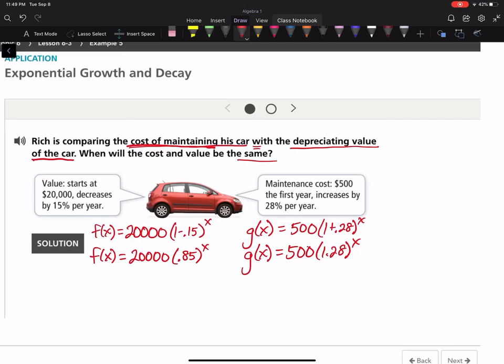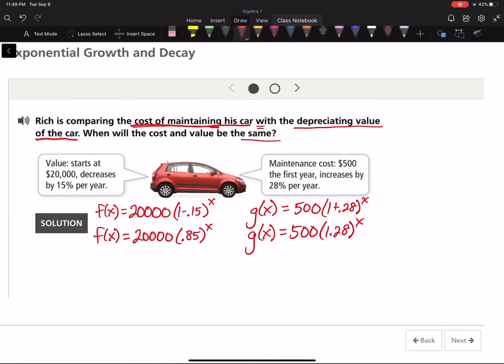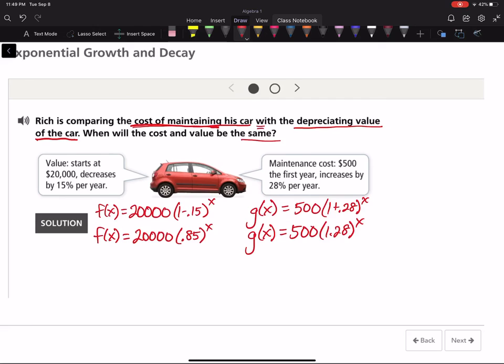Basically we just need to set those equal to each other. Really the only way we know how to do this right now is to graph them and compare the graphs. Before I do that, 20,000 and 500 are very big, so that's going to be hard to fit on our graphs. So instead of 20,000, we're going to count this first number in thousands. How many thousands is 20,000? 20. The only reason I'm doing that is so my graph will fit on my calculator.